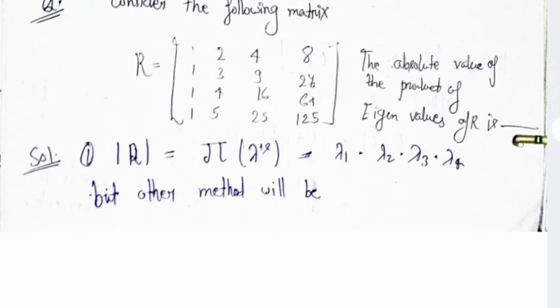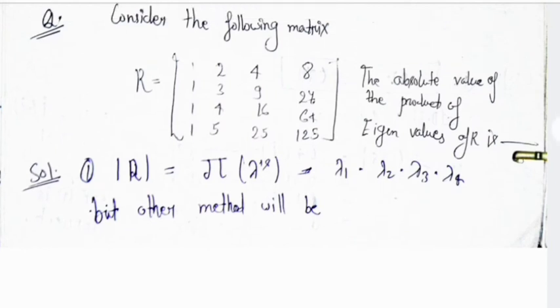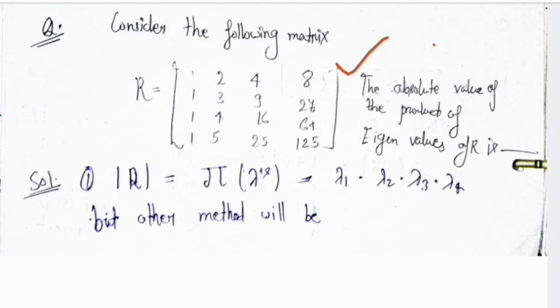Consider the following matrix. R is equal to 1, 2, 4, 8 in the first row, 1, 3, 9, 27 in the second row, 1, 4, 16, 64 in the third row, and 1, 5, 25, 125 in the fourth row. The absolute value of the product of the eigenvalues of R is what? This question is from GATE and is most important for us. We know that the determinant of the matrix is equal to the product of all the lambdas, but this method is a very long process and takes a lot of time.